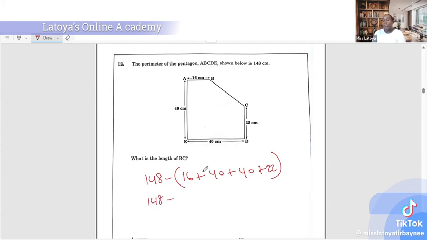So when you add, you're getting 16 plus 80, 96 plus 22 will give us 118. When we subtract 118 from 148, we'll get 30. So the length here will be 30 centimeters.